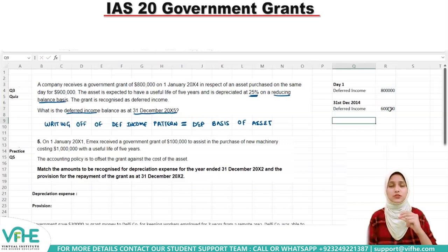In the exams, you'll have to have your shortcuts ready to do the calculations, because you don't have a lot of time. You're running against time, right? You're racing against time. So we need to have all the shortcuts ready. So 31st December 2015, then what do we have? What kind of deferred income balance will remain?